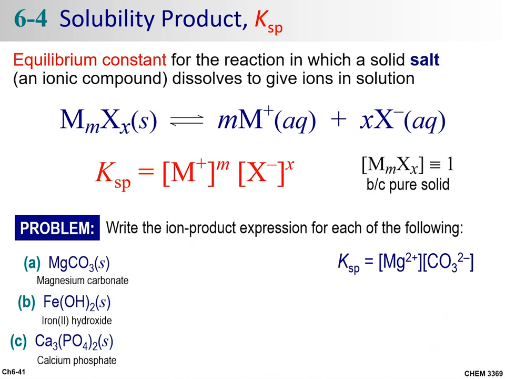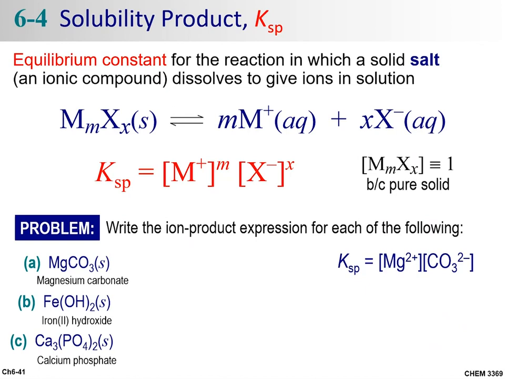So this is again going back to the beginning almost, because if you want to write down the expression for the equilibrium constant for the reaction in which a solid salt or an ionic compound dissolves to give ions in the solution, we can do that actually even without looking at the reaction. All we need is just the formula for the salt, right?